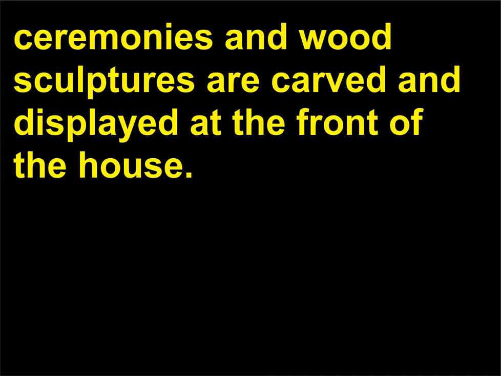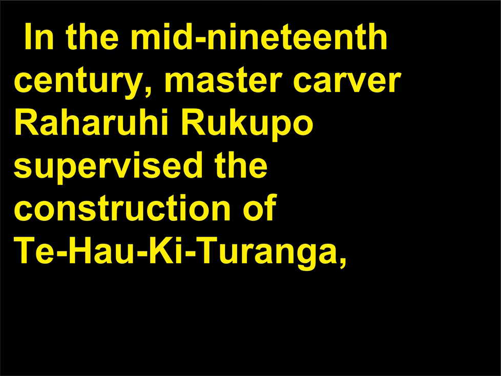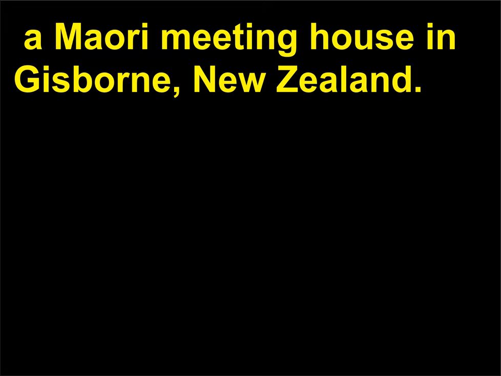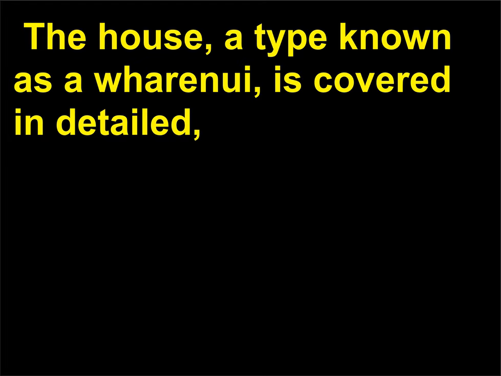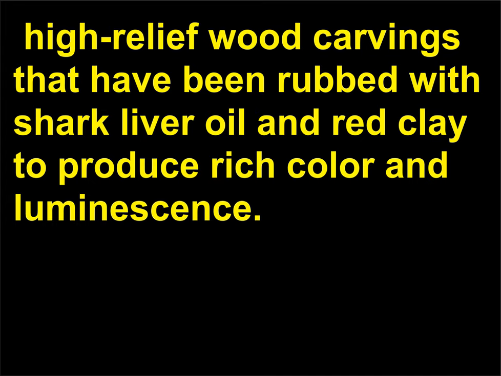In the mid-19th century, master carver Raharuhi Rukupo supervised the construction of Te Hau ki Turanga, a Maori meeting house in Gisborne, New Zealand. The house, a type known as a wharenui, is covered in detailed high relief wood carvings that have been rubbed with shark liver oil and red clay to produce rich color and luminescence.